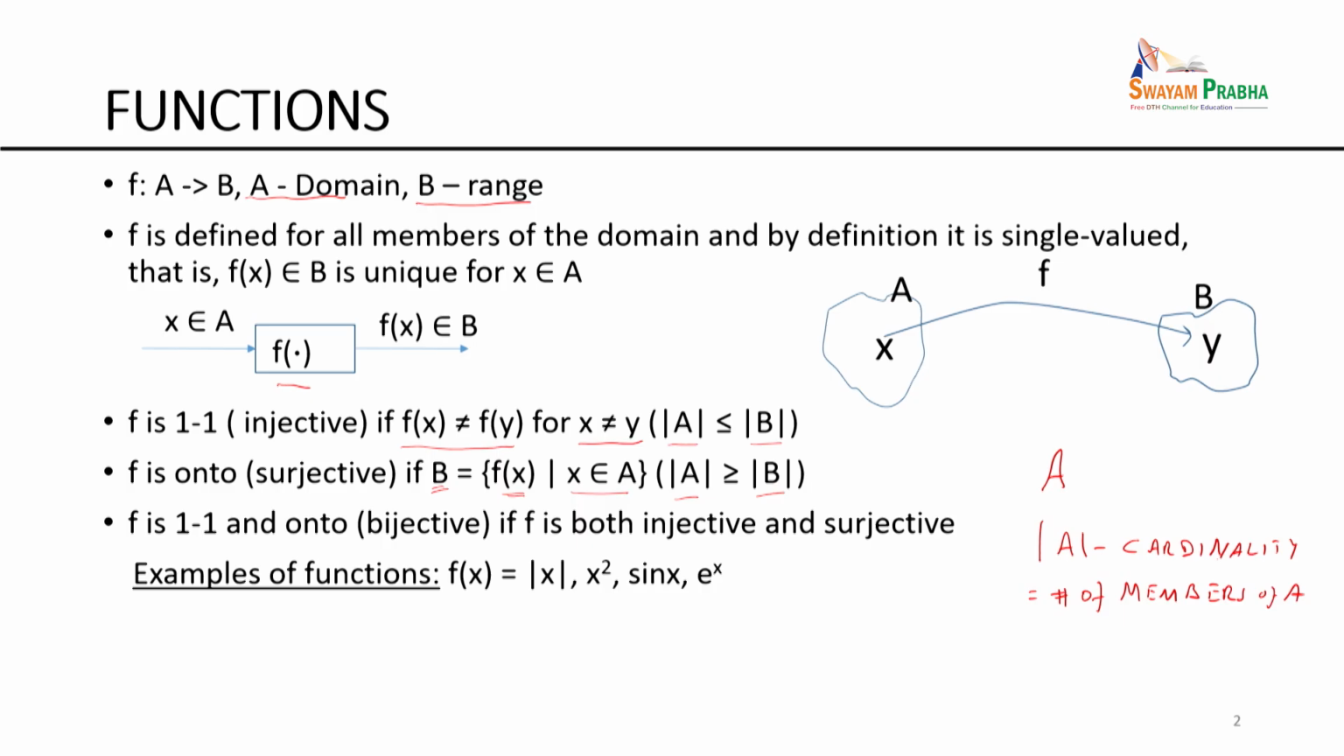Now I am going to combine the two. f is one-to-one and onto. So it is called bijective. f is said to be bijective if it is both injective and surjective. Injective means what? Distinct points mapped to distinct points. Surjective means what? Every point in the range has an associated point in the domain. The entire range set is covered by the function using points in A.